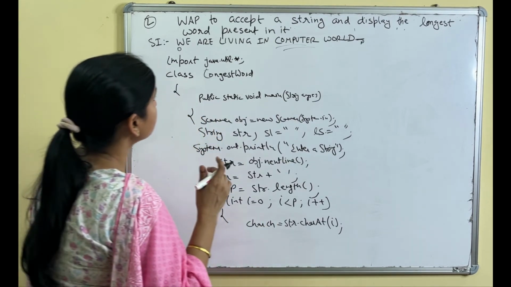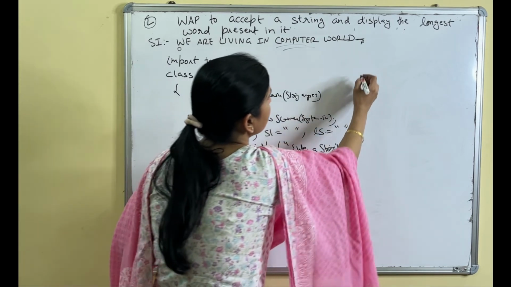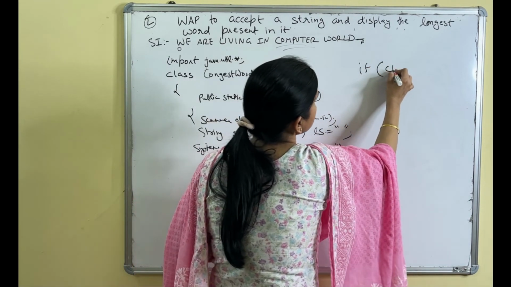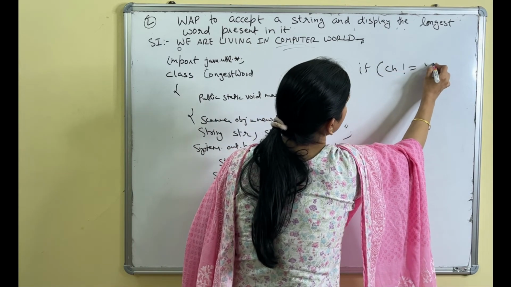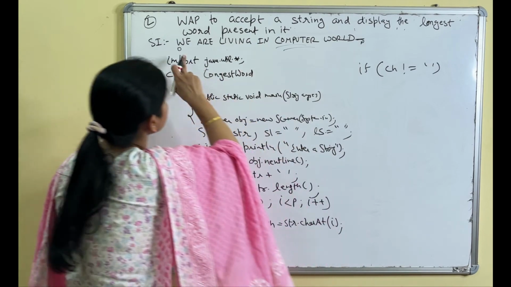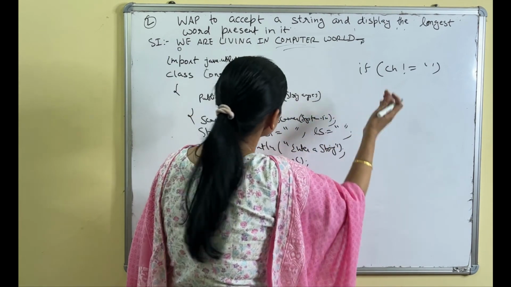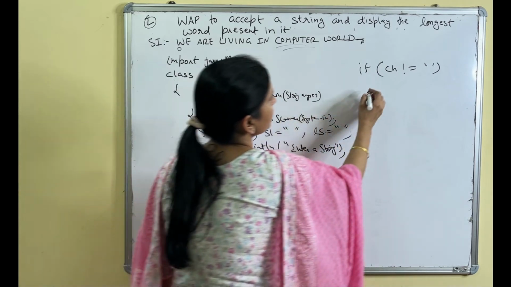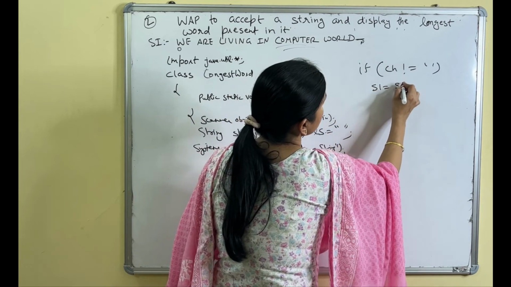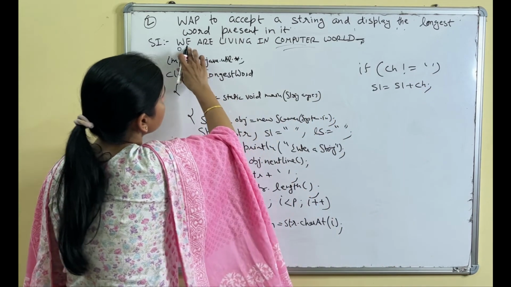Now the same way we will check. Here also we want words, so the same logic we will apply. If ch not equals to blank, what happens if it is not blank? For example w, e: these are not blank, so it should be stored in another string. Let it be s1. s1 equals to s1 plus ch. So it will keep on storing. So what did we get? First "we".